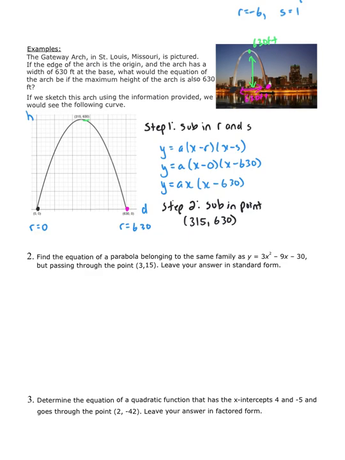So my second step in this question is subbing in another point into this equation for x and y. So I'm not able to use the x-intercepts because I've already used those, but I clearly have the vertex, so I'm going to use that. So I'm going to substitute in 315 for x and 630 for y. So I get 630 equals a times 315 times 315 minus 630.